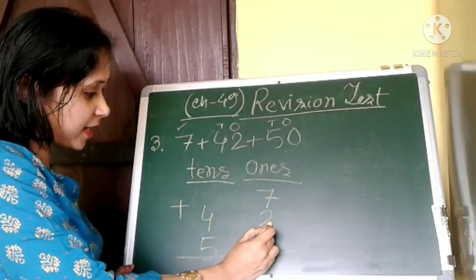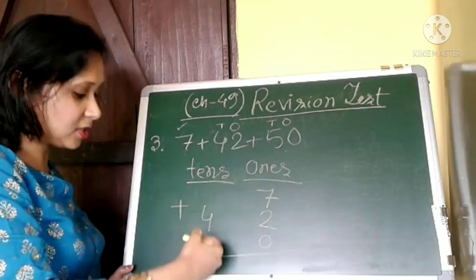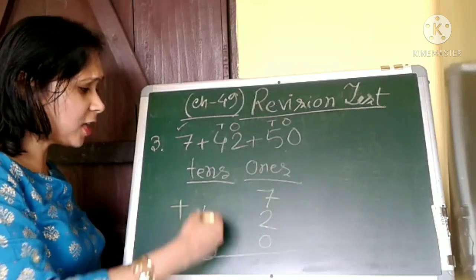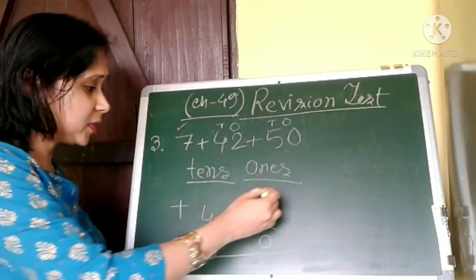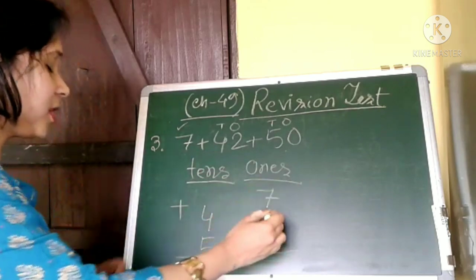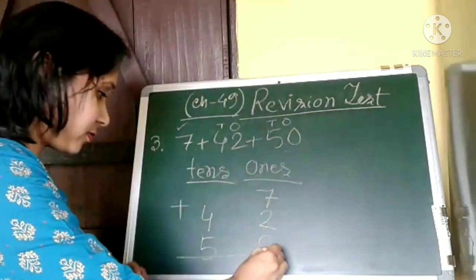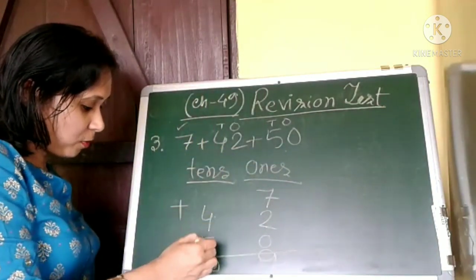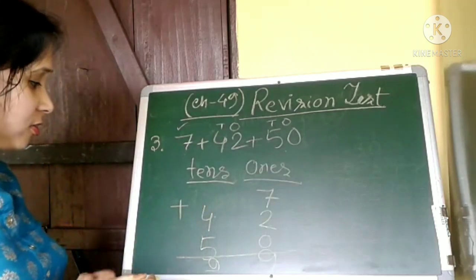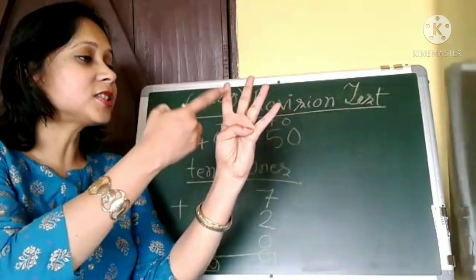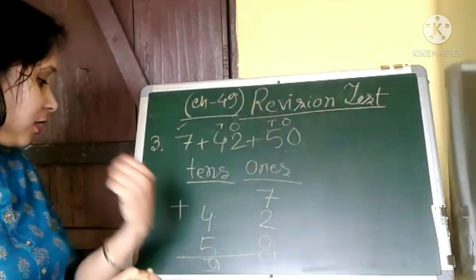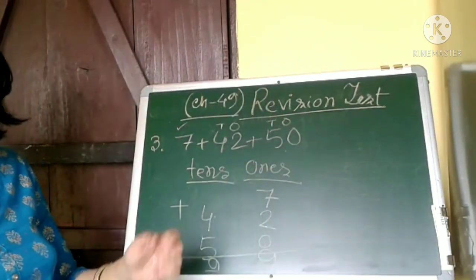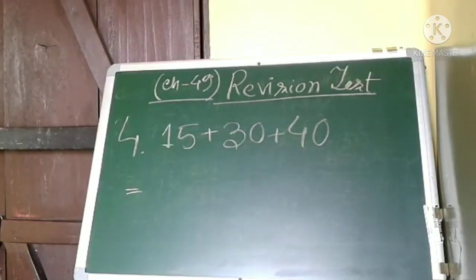First, you will add the ones place numbers, then the tens place. If you add the tens place first, it's wrong. 5 plus 7 plus 2: 7, 8, 9. Then 4 plus 5, 9, also 9. 9 tens, 9 ones. Make 99. Okay, understood.